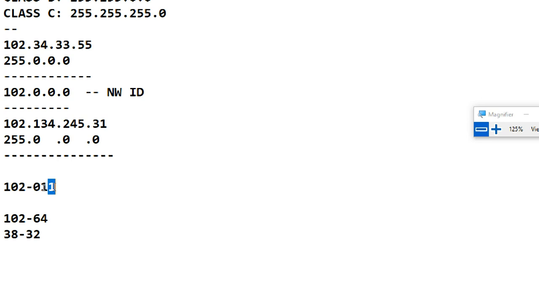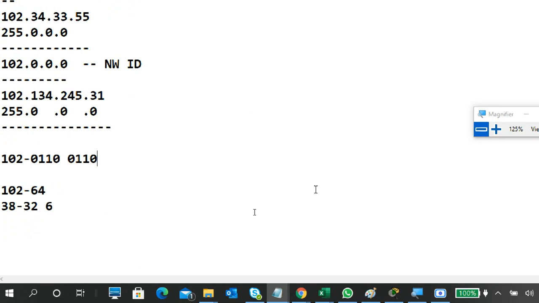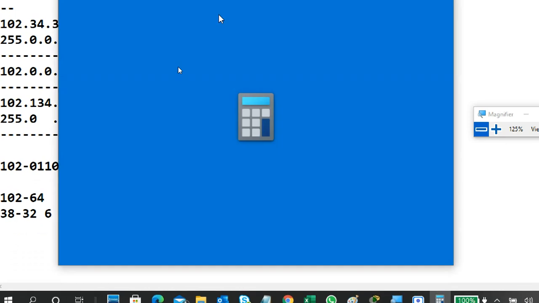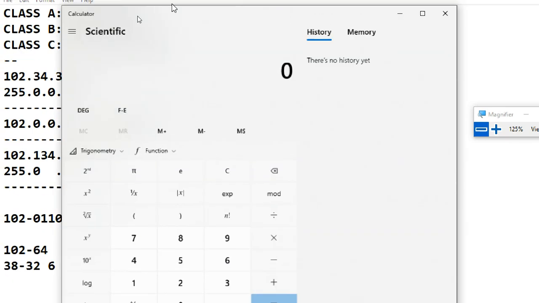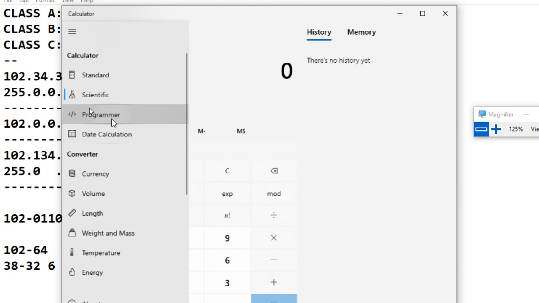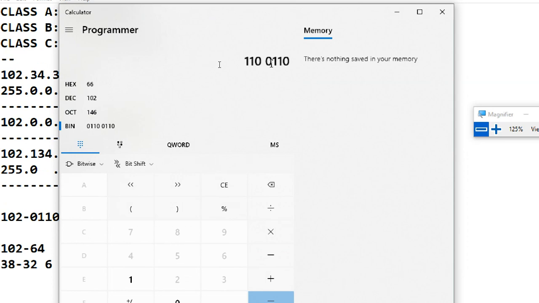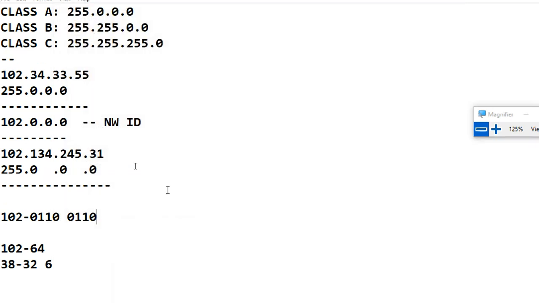Yes, 64. 38 means 32. Now we will get 6. Okay, and this is 16, 8, 4, 2, 1. So this is the value. If you have a doubt, you can also check in a calculator. 102 in binary is like this: 01100110.